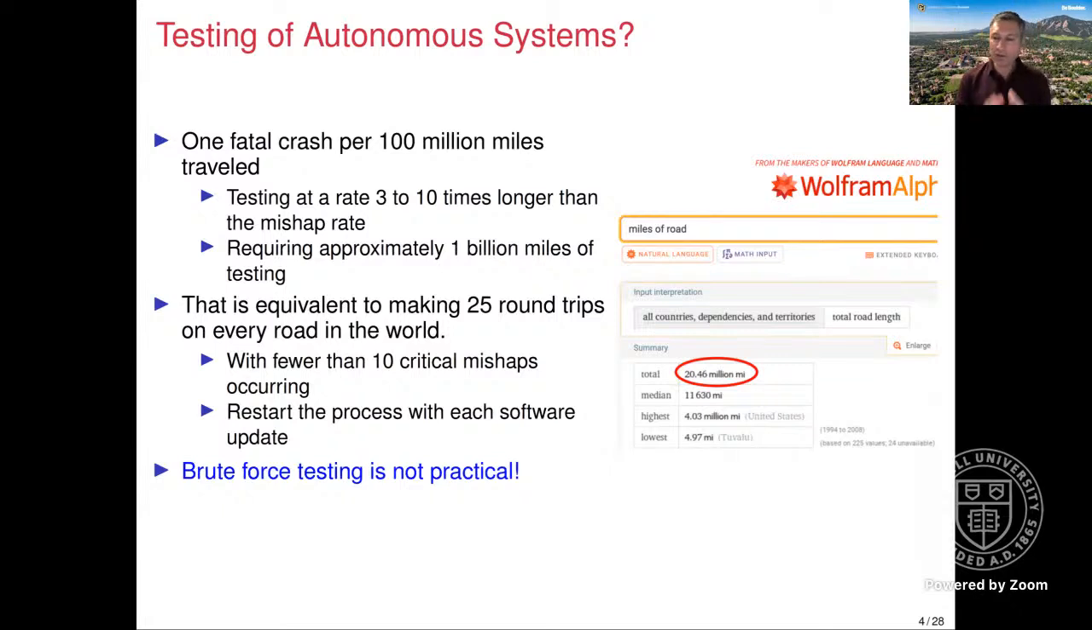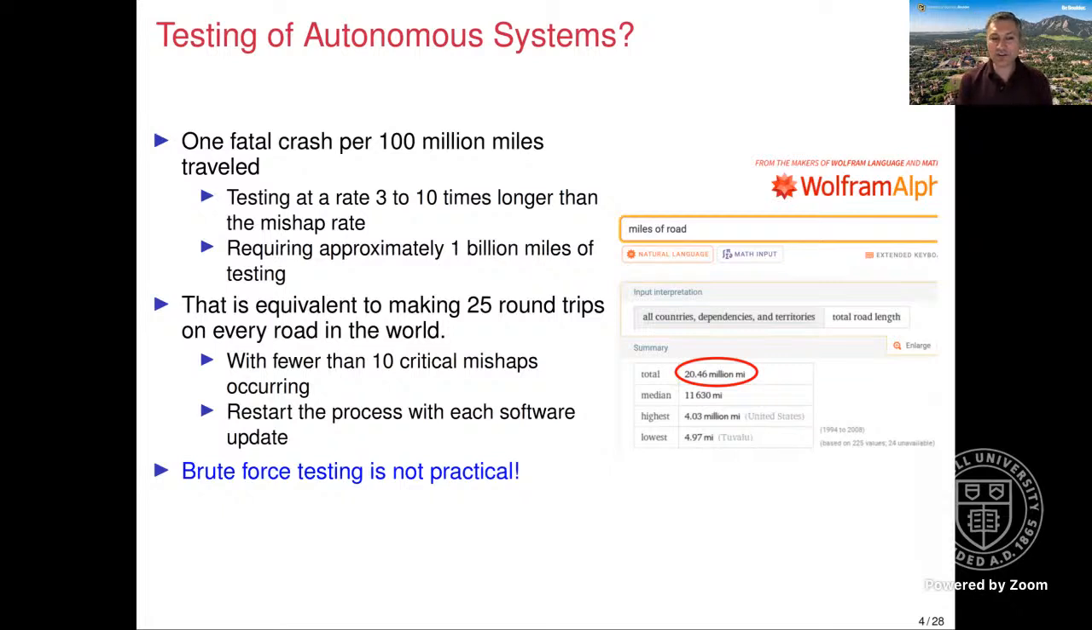So let's say we would like to achieve the same confidence, of course, at a rate of 3 to 10 times lower than this mishap rate. Let's see how much testing we have to do. If we want to achieve similar confidence as a human driver, of course, we want to be even better, right? This requires approximately 1 billion miles of testing to reach similar confidence as human drivers in the US.